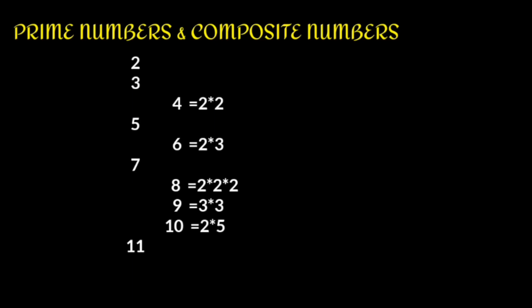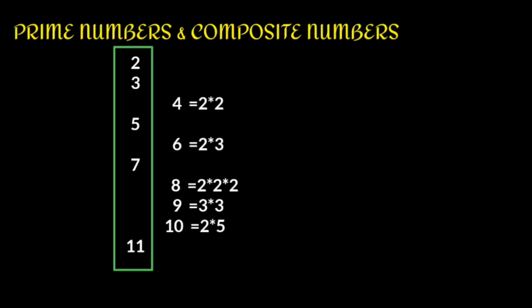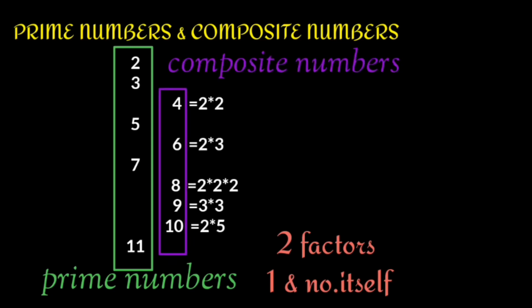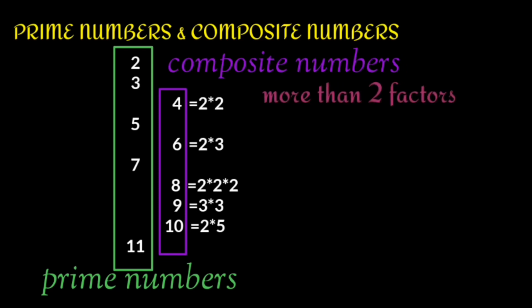When we look at 2, we could write 2 as 1 into 2, and 3 as 1 into 3 only. But 4 we could write as 1 into 4 or 2 into 2. 5 could be written only as 1 into 5, whereas 6 can be written as 1 into 6 or 2 into 3 as well. So the numbers on my left, 2, 3, 5, 7, 11, etc., are called prime numbers. They have only two factors, 1 and the number itself. Whereas the rest of the numbers are called composite numbers. These numbers have more than two factors and they are written as a product of prime numbers.